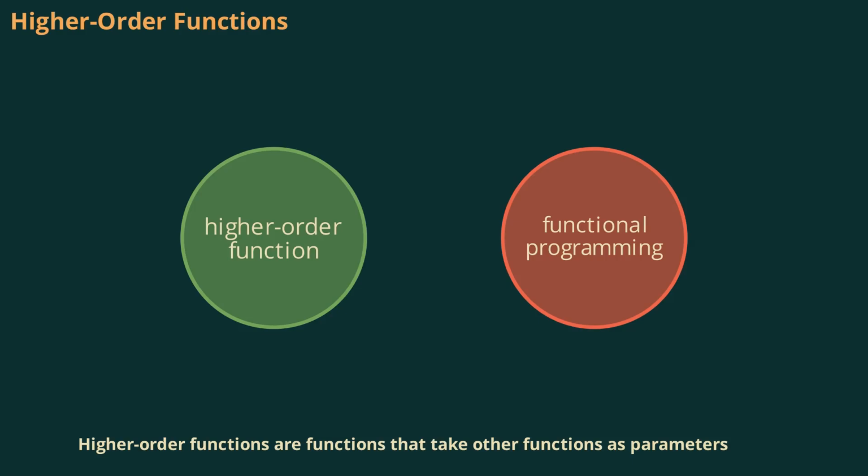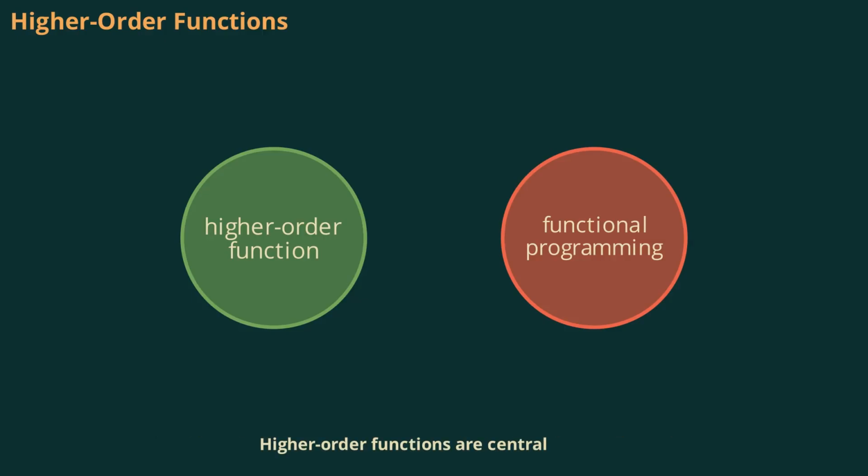Higher-order functions are functions that take other functions as parameters, return functions, or both. They enable abstract and flexible code structures, making it easier to build reusable components. For example, a custom filter function can accept a predicate function to filter a list. Higher-order functions are central to Kotlin's functional programming capabilities, allowing developers to write expressive, modular code.